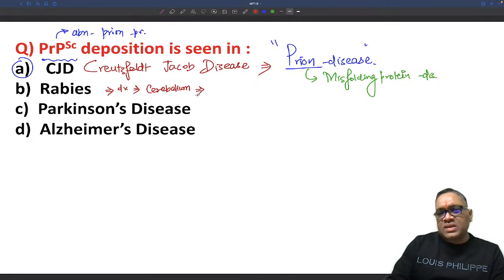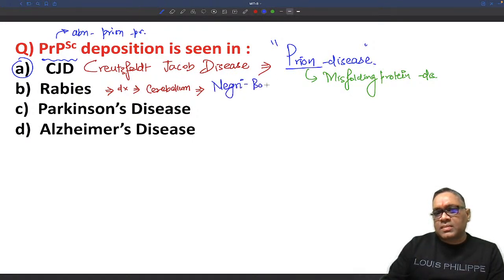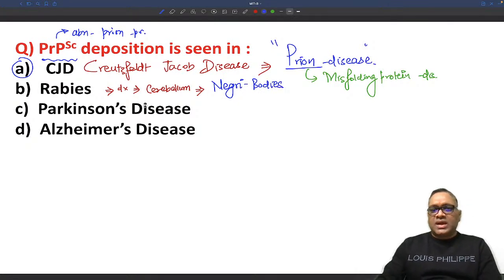What are we going to see in rabies? In rabies, we are going to see Negri bodies, right? So in rabies you are going to see Negri bodies, and the cerebellum is the most common site. That is why I have taken the example of the cerebellum.